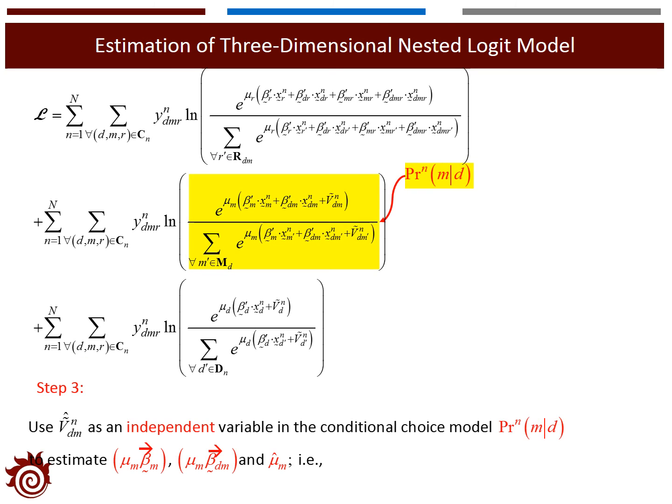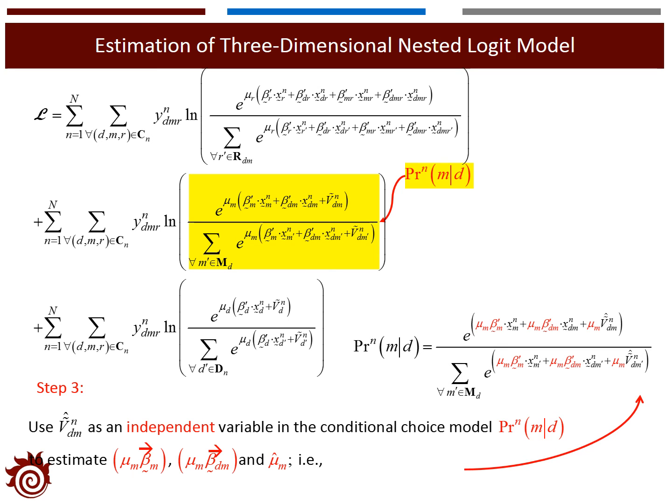In the third step, we will use the V_DM as an independent variable in the conditional choice model, the probability of M given the destination D. And then we can estimate the variables mu_M times beta_M, mu_M times beta_DM, and mu_M. In that sense, we can also get the values of beta_M hat and beta_DM hat by using these two equations.